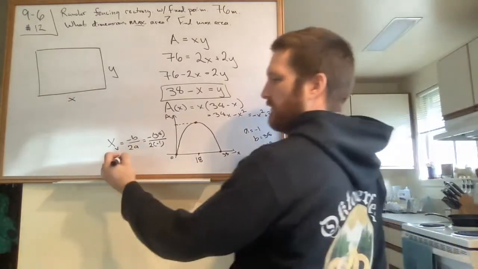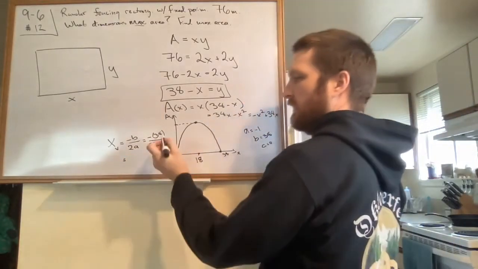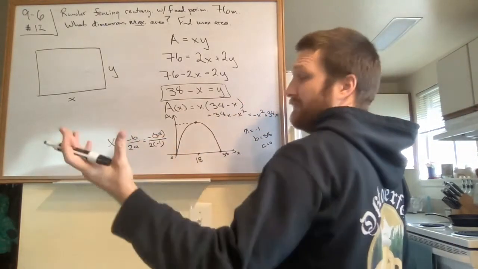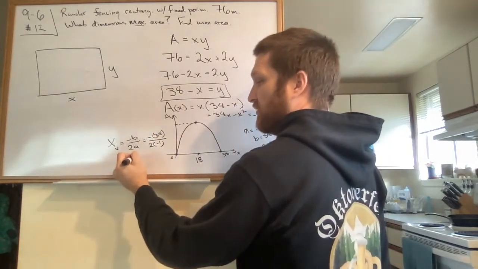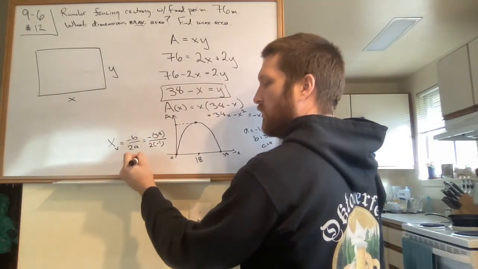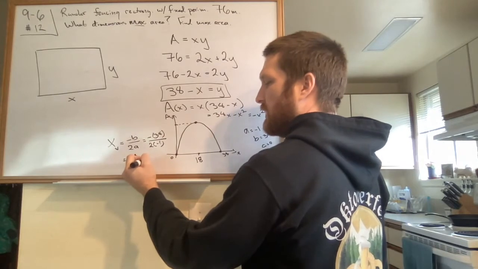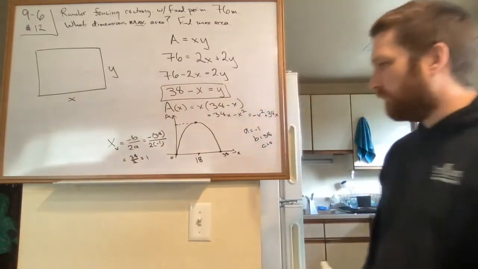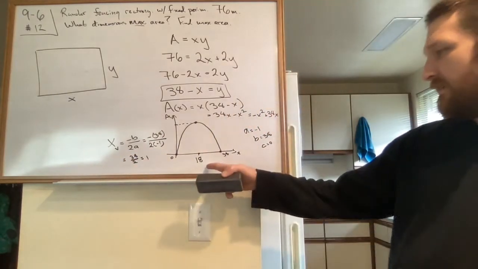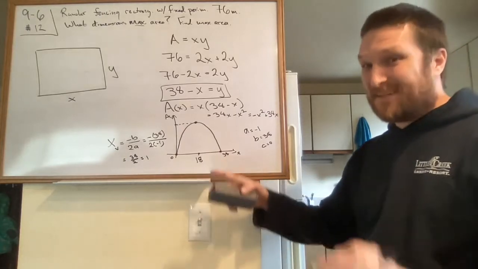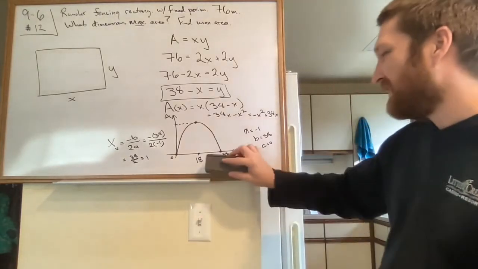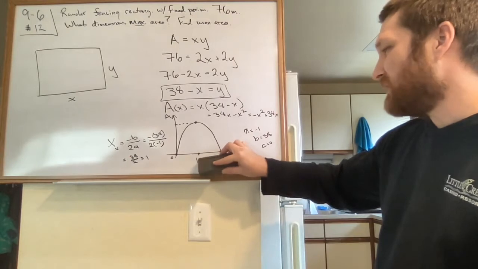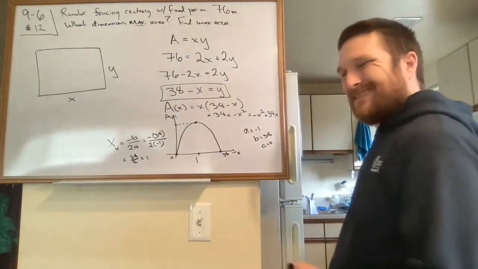That's the same thing as negative and negative is a positive. So that's the same thing as just 38 over 2, which should be 18. Oh, you see? I messed that up. Good thing I checked myself. 38 divided by 2 should be 16.